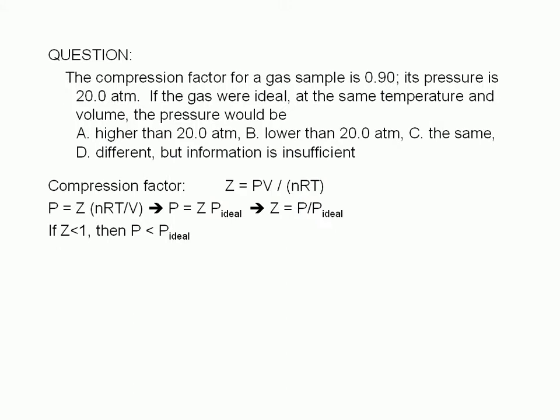Therefore, in this question, the given pressure, 20 atmospheres, is smaller than the ideal pressure, or we say that the ideal pressure is higher than 20 atmospheres. The correct answer is, therefore, choice A. The ideal pressure is higher than the actual pressure.